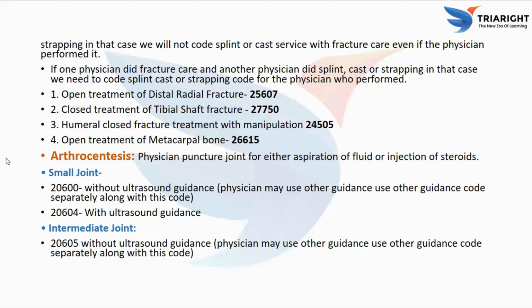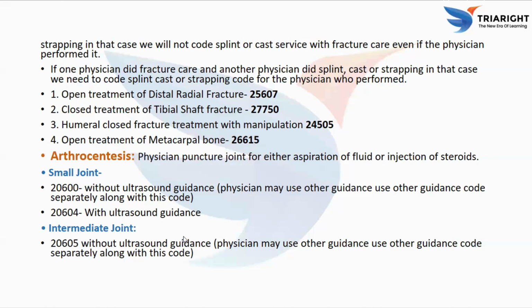So the codes are 20600 without ultrasound guidance, and 20604 with ultrasound guidance. So this comes under the small joint. Small joint always includes the examples of fingers, toes, wrist and elbow. So if ultrasound is used, do not code the guidance separately.